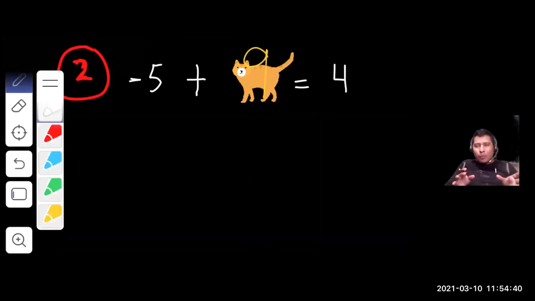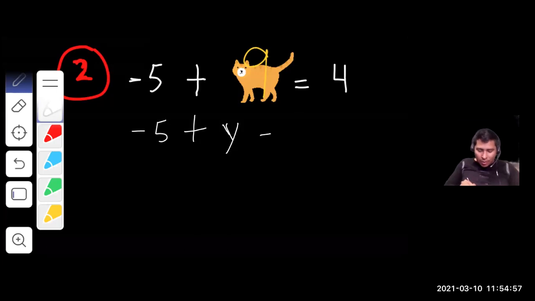Actually, we're using the properties, but this is just a way to keep it easier. If it is subtracting, it's going to be adding. Correct. Okay, I'm going to copy this. I'm going to rewrite this. Instead of using the cat, guys, I'm going to use a variable. Which variable? Y. You can use X or whatever variable. It's the same. I'm going to say Y.